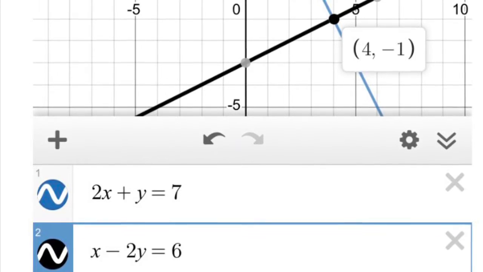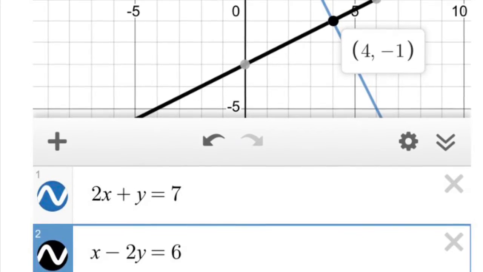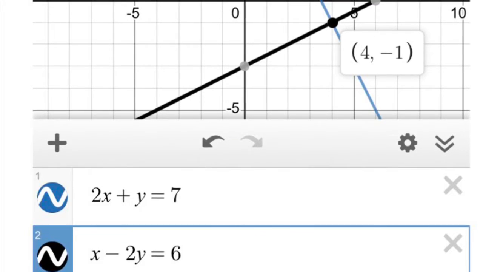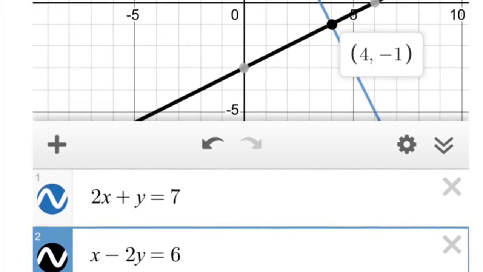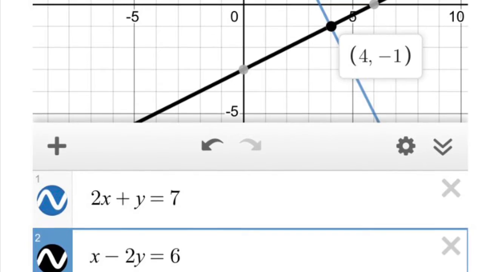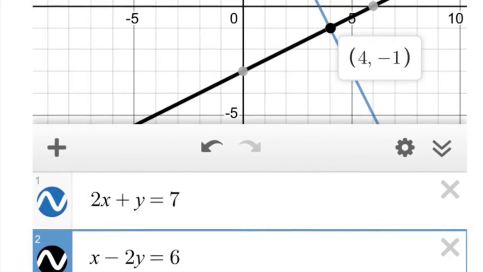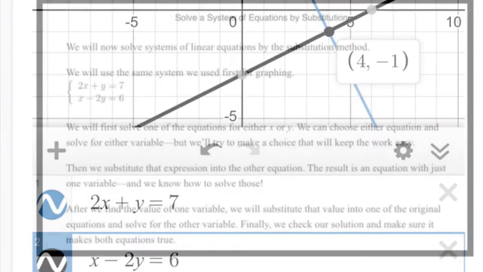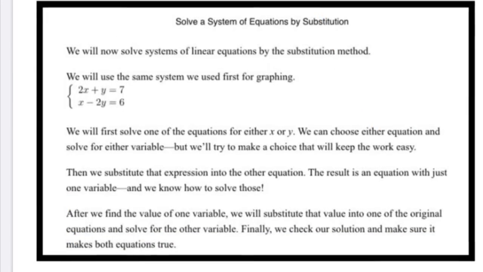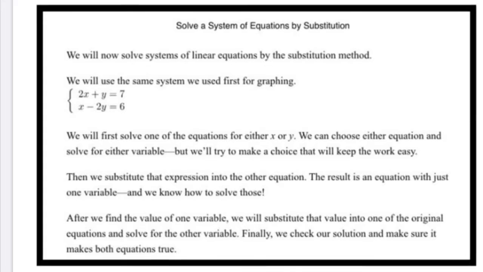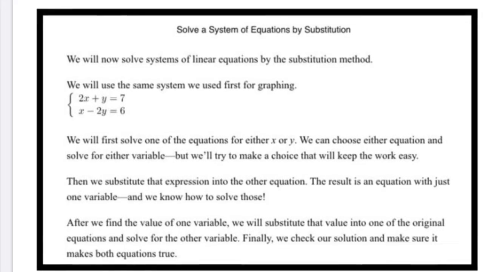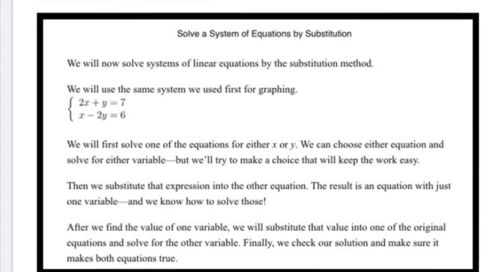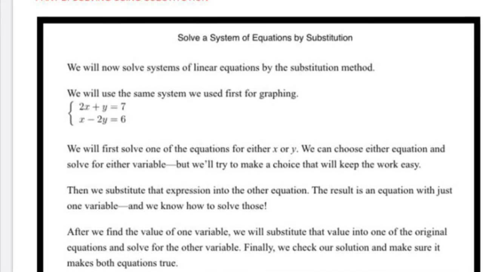What I want to do today is teach you a method, and the method is called substitution, so that you don't always need to graph in order to find the solution to the system of equations. The only thing I want to reinforce to you is that when you're doing this algebra, you are actually doing the exact same thing as you're doing when you graph. And so your goal is to find the intersection point.